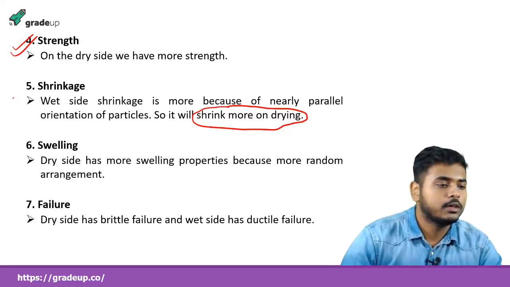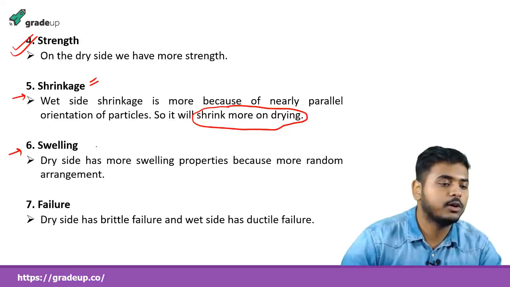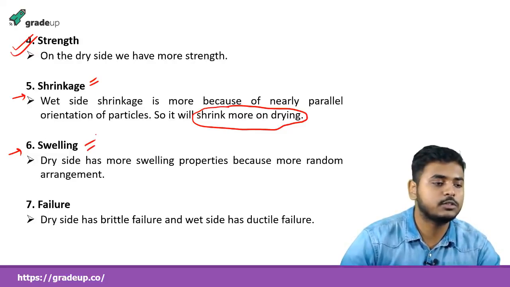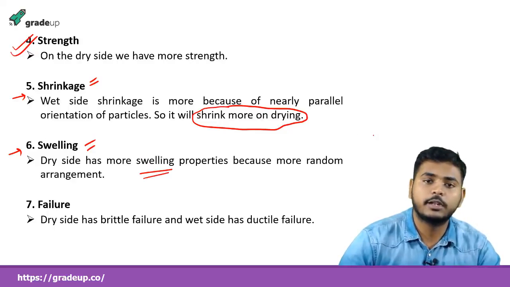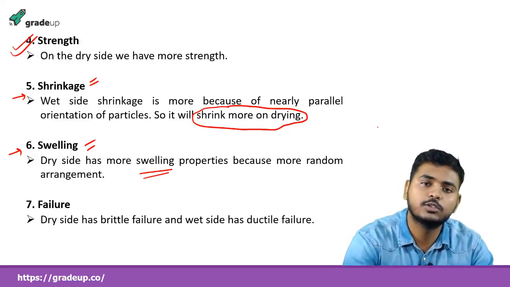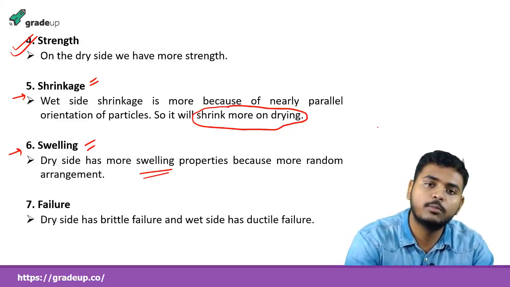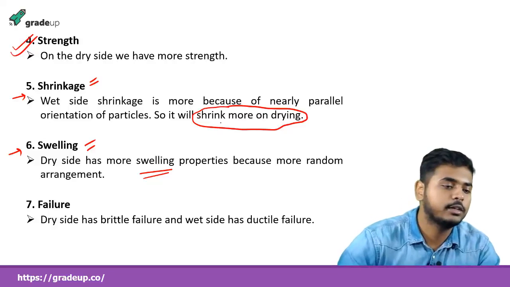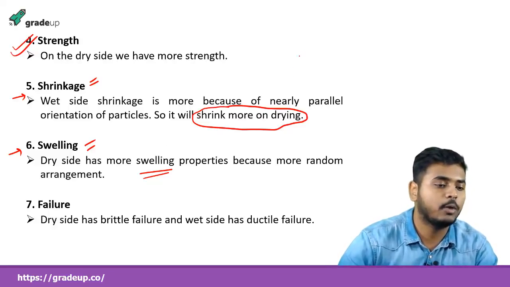Okay. You have to remember this, what happens in the case of shrinkage and swelling, because generally we confuse this too. In swelling, because the dry side has more swelling properties, it has a random arrangement. Why? A flocculated structure has a random arrangement and more voids. So naturally it can swell more when less water is applied. So the dry side of optimum has more swelling properties.